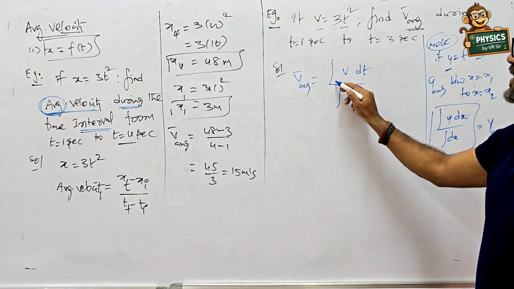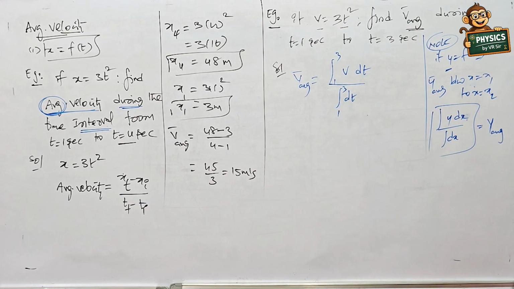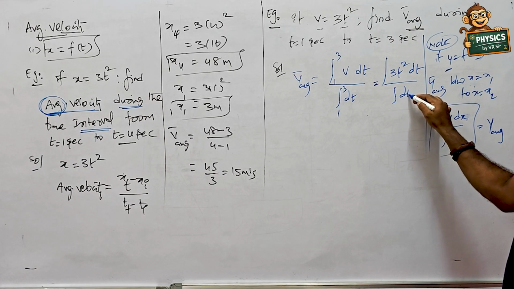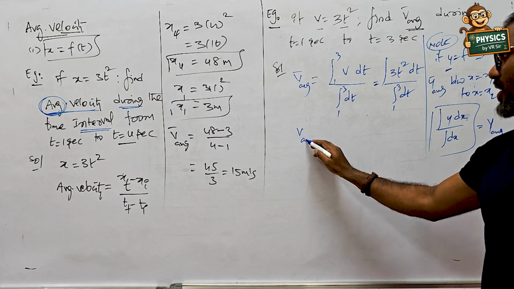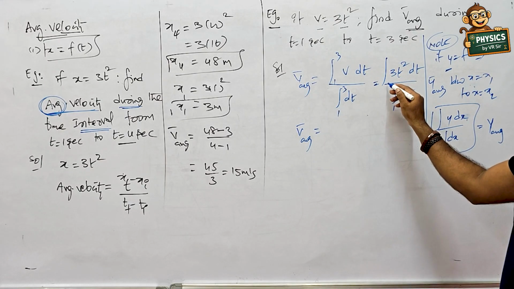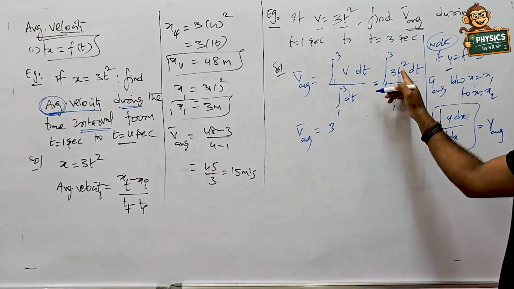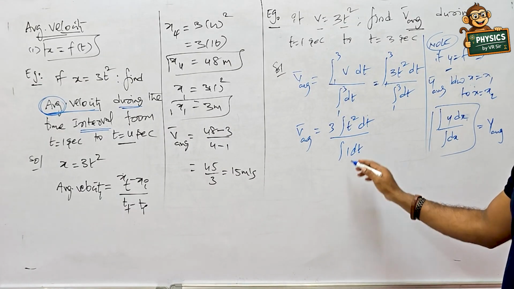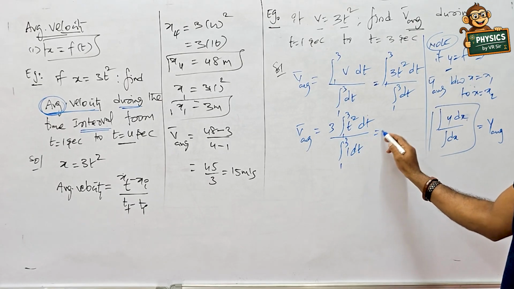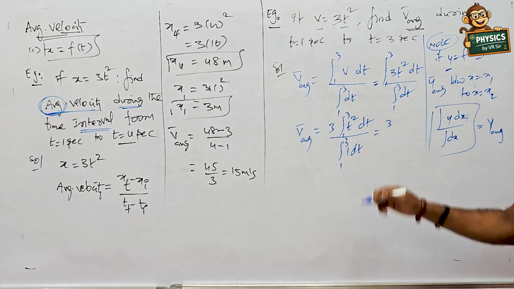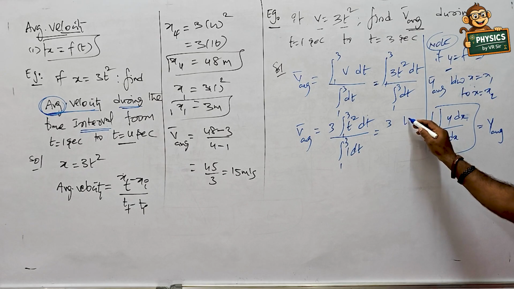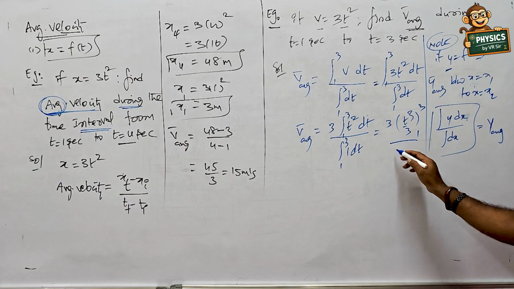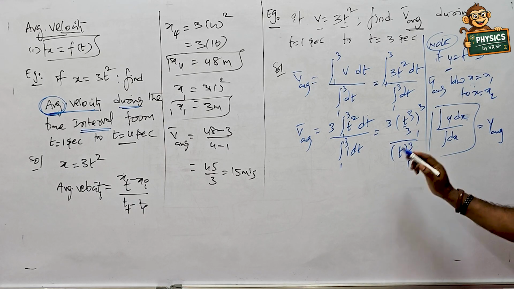Now the limits are from 1 to 3. What is the velocity? Velocity is 3t square, so integral of 3t square dt upon integral dt, from 1 to 3. So V average is given here, 3 we can bring out, of course limits from 1 to 3, integral of t square dt upon integral of dt. You know that integral of t square is t cube by 3, and the limits are from 1 to 3. Here, integral of 1 dt is nothing but t, and the limits are from 1 to 3.